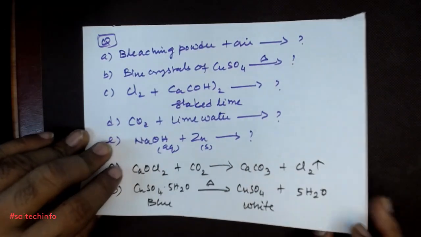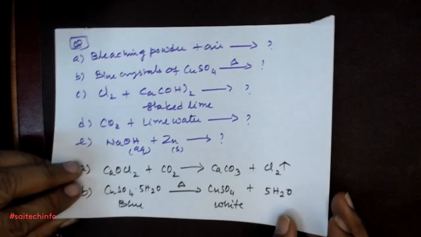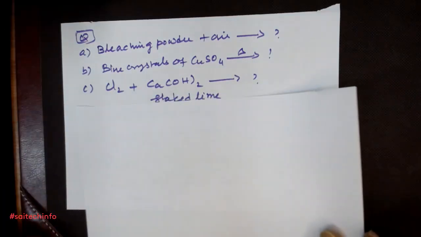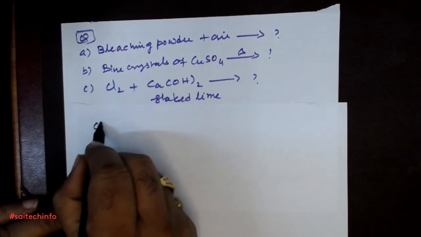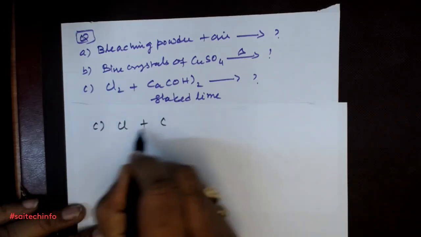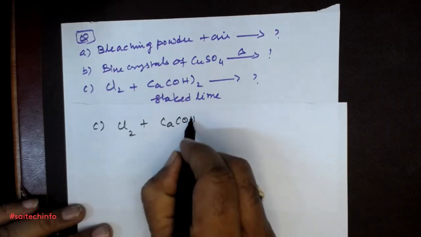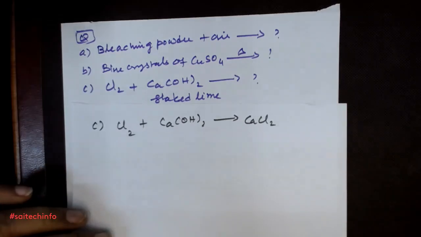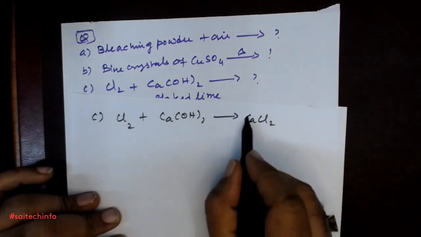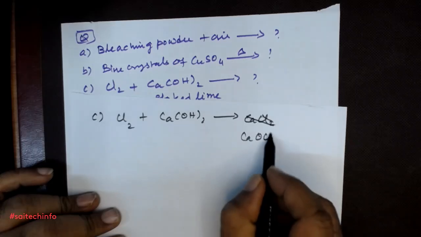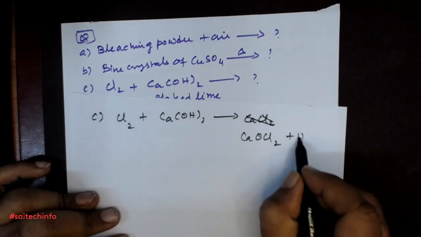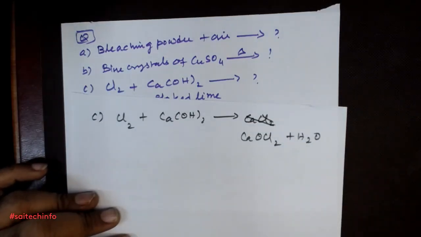C. Chlorine is passed through slaked lime, Ca(OH)2, to give calcium chloride. Actually not calcium chloride, CaOCl2. Bleaching powder is formed along with water. So bleaching powder is obtained.